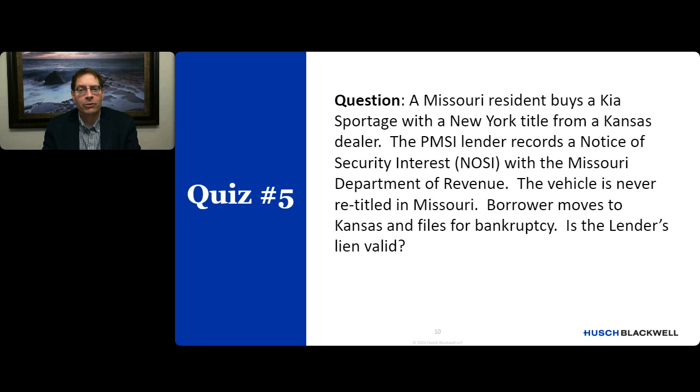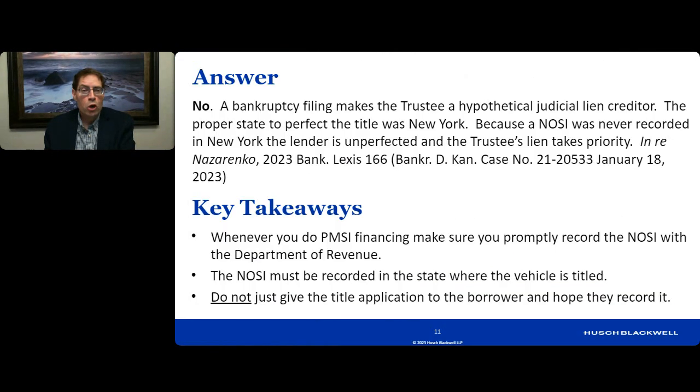And so the PMSI lender, and it was a bona fide PMSI loan, I'll say parenthetically, they filed the notice of security interest with the Missouri Department of Revenue. The vehicle was never retitled in Missouri. The borrower moved to Kansas and files for bankruptcy. And the question is, does the lender have a valid lien? Let's pause, think about the answer. And the answer is no, okay?